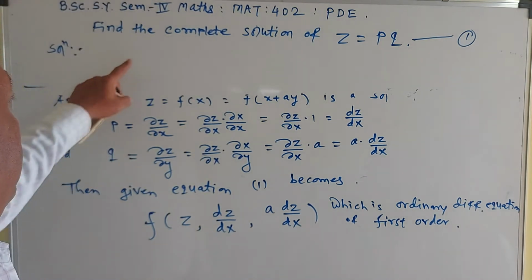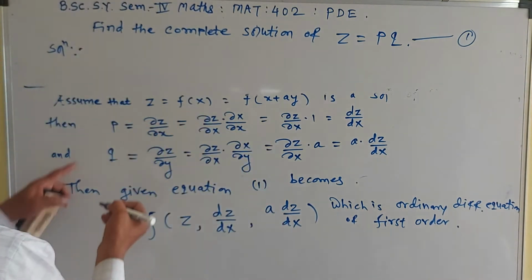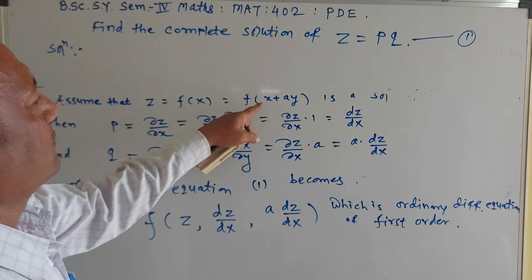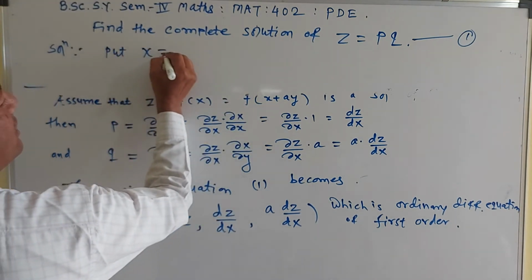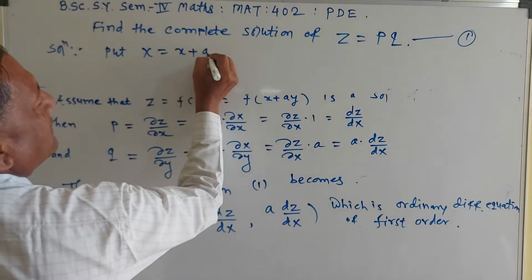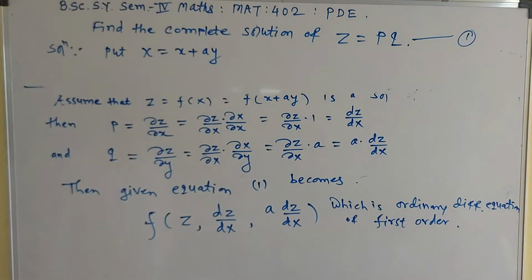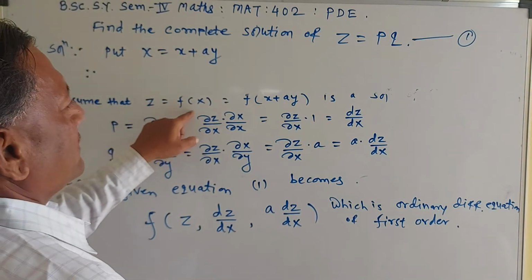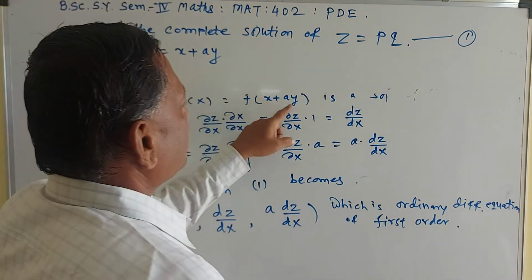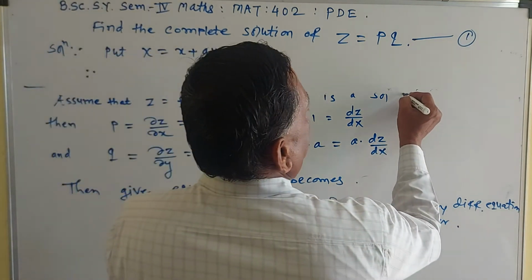Now what is your assumption? Z is equal to f of X. So you put X is equal to x plus ay. Therefore, you write the same: Z is equal to f of X, which is f of x plus ay, is the solution of 1.